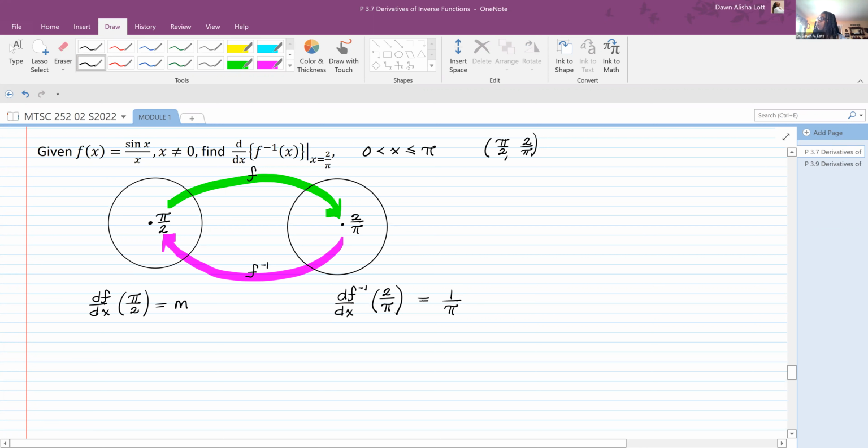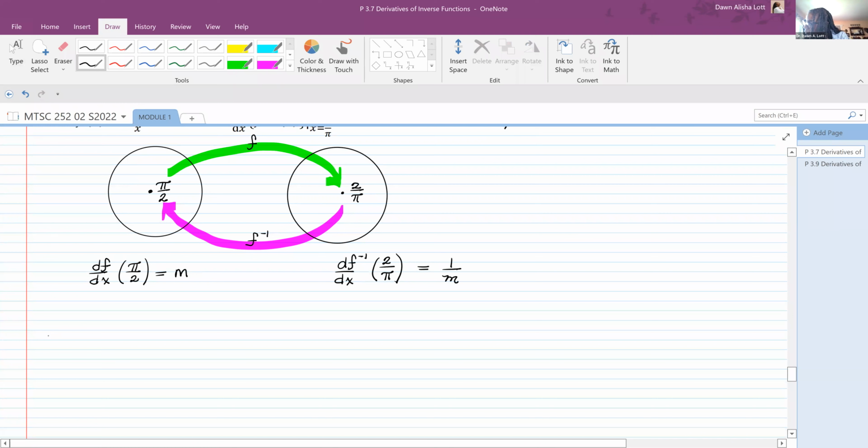and why did I write 1 over pi? That should be an m. Okay, then we have to look for the derivative of f at the point that it acts on, which is pi over 2, at m. Okay, so the first thing we need to do is find f prime. So f of x is the sine of x over x.